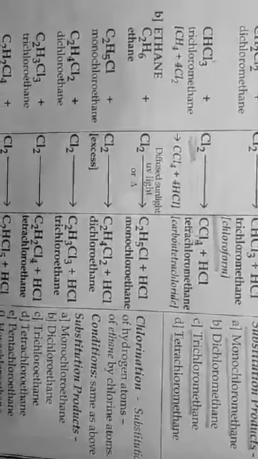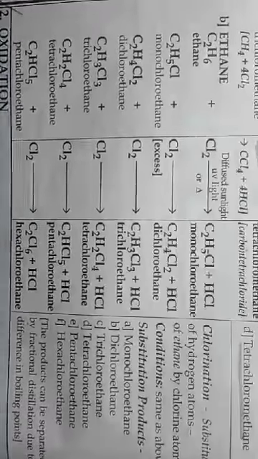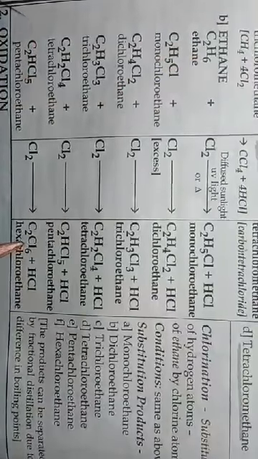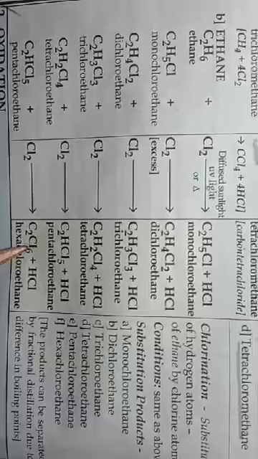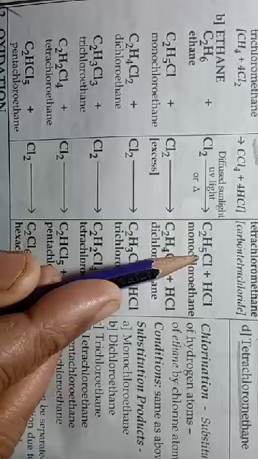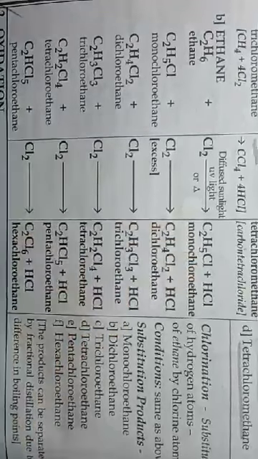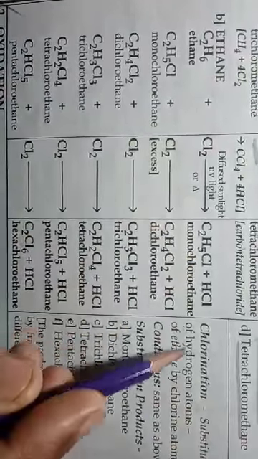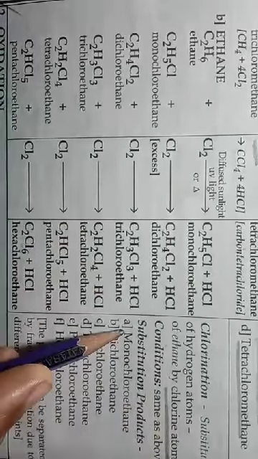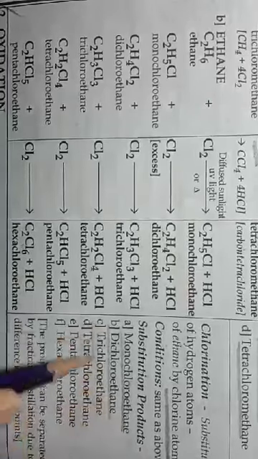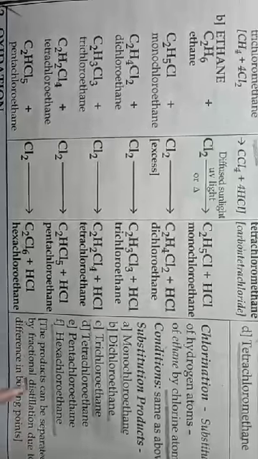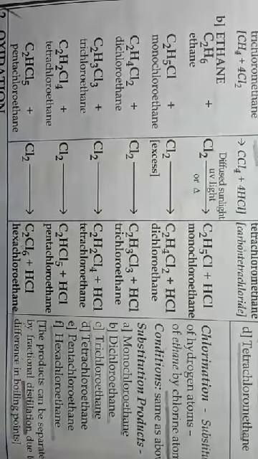In the same way, ethane shows substitution or chlorination with chlorine. In this, all 6 hydrogen atoms of ethane get replaced by chlorine atoms at last. Each step involves removal of 1 hydrogen atom and addition of 1 chlorine atom. The products formed are monochloroethane, dichloroethane, trichloroethane, and so on. The products can be separated by fractional distillation due to difference in boiling points.